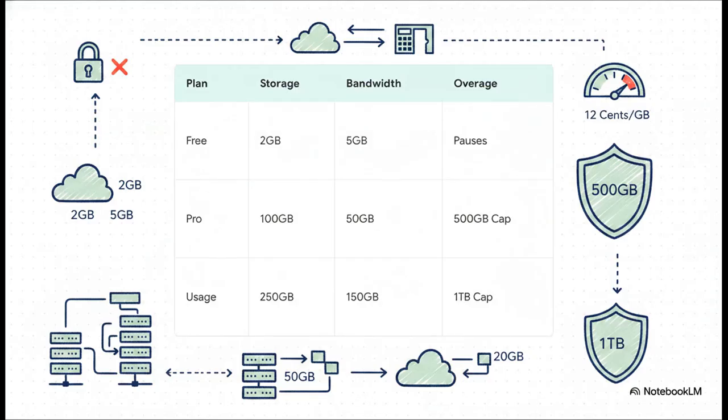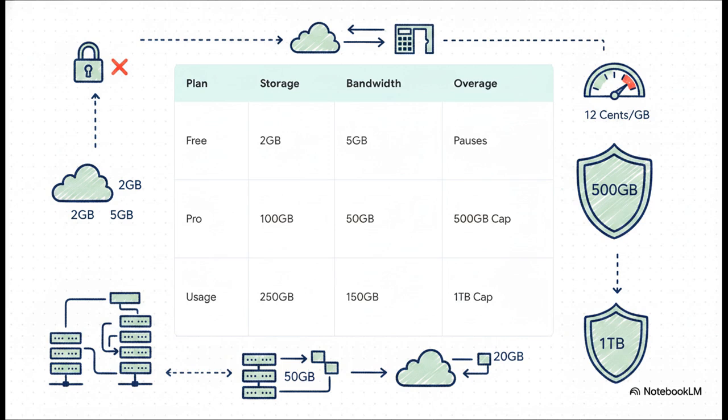Dilnaka breaks down its economics incredibly clearly, which we love to see. For testing things out, the free plan gives you 2 gigs of storage and 5 gigs of bandwidth, but keep an eye on that overage behavior. Once you hit the limit, it's a hard stop. It pauses file serving. However, when you step up to the Pro and usage-based plans, the system is explicitly designed to keep your business online.